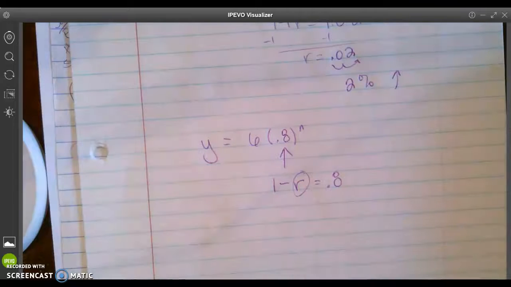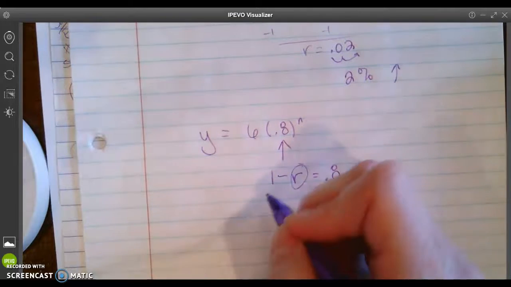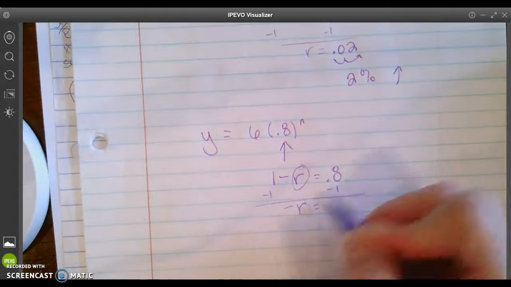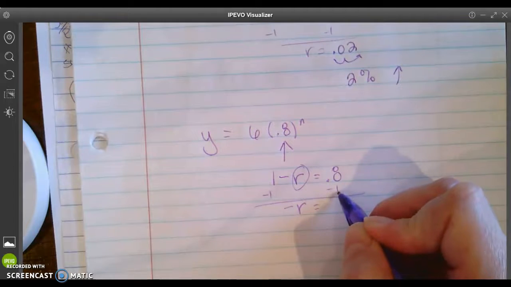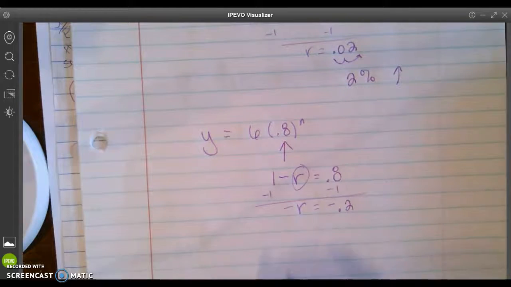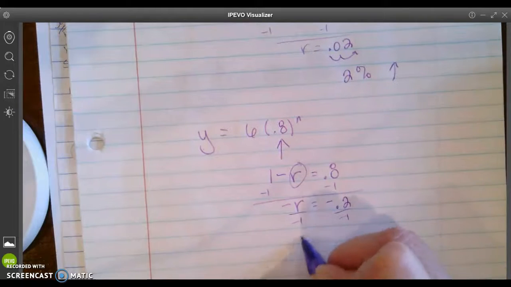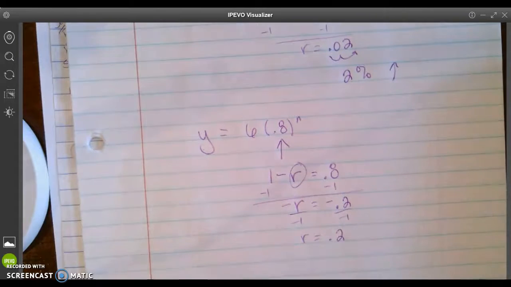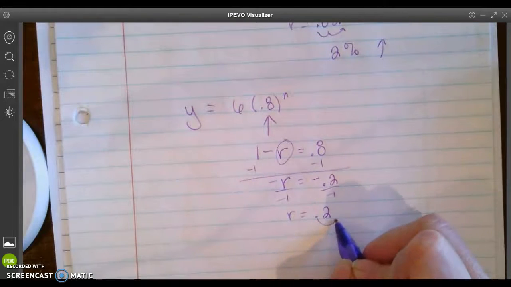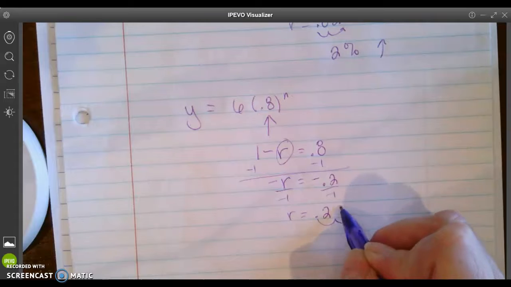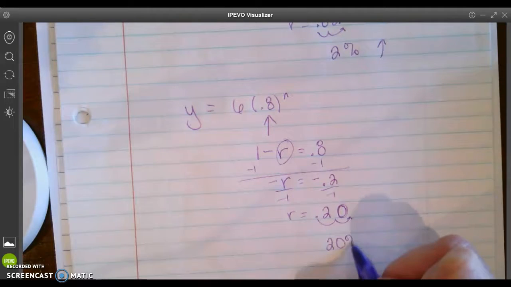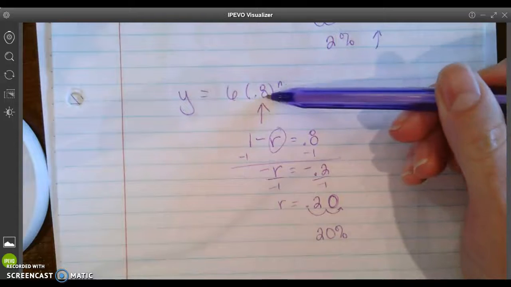So you can literally just do algebra from here on out. I'm going to subtract 1 from both sides, bring down negative R. 0.8 minus 1 on my calculator is negative 0.2. I divide both sides by negative 1. R is positive 0.2. How do I convert that to a percentage? Remember, I move my decimal point over twice. That means I have to put a 0 here in order to do that. I have a 20%. Again, I knew it was a decrease.